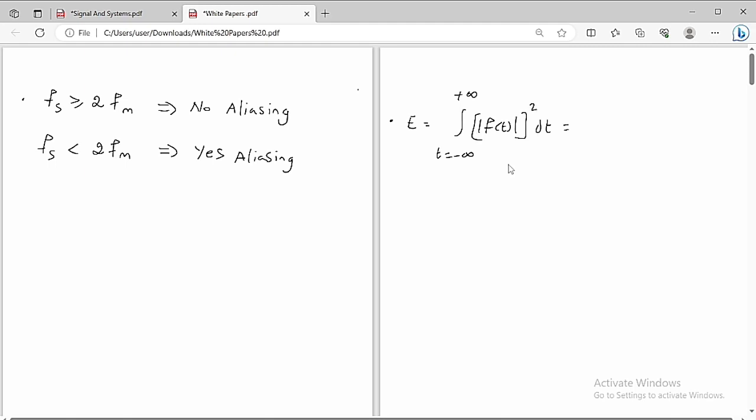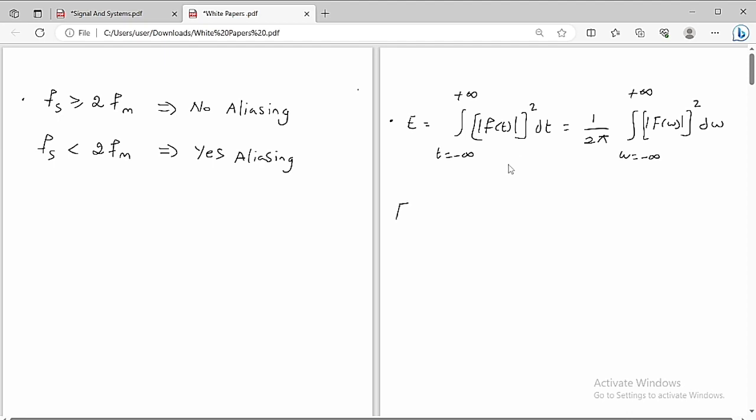And if you want to write in the frequency domain, it will become 1 by 2 pi integration from omega equal to minus infinity to omega equal to plus infinity of mod of F of omega whole square d omega. So this is the formula, as I already told you. This formula is only for the continuous time case.